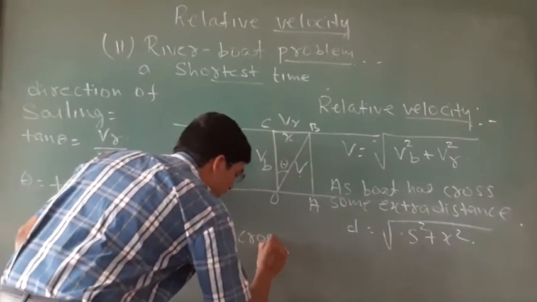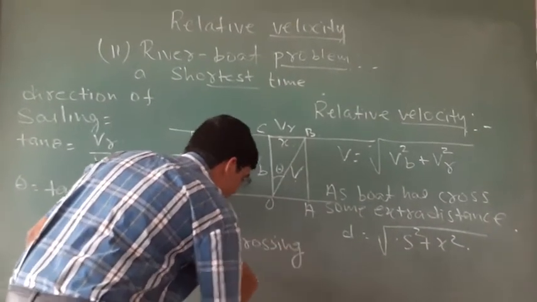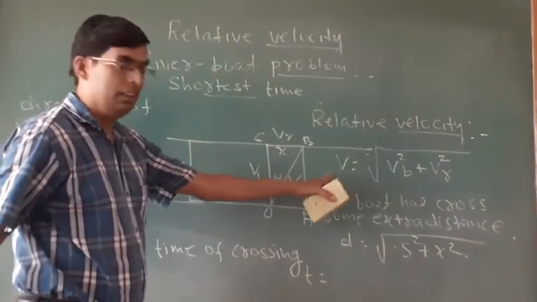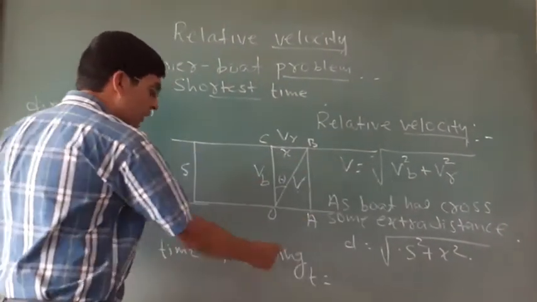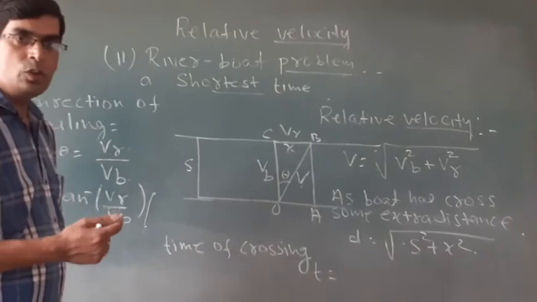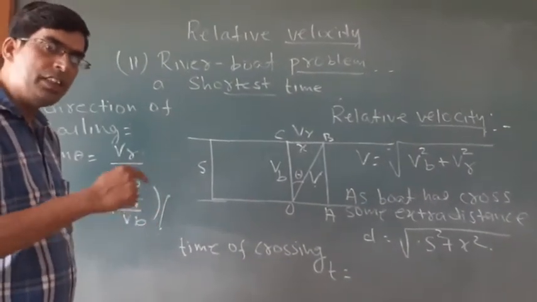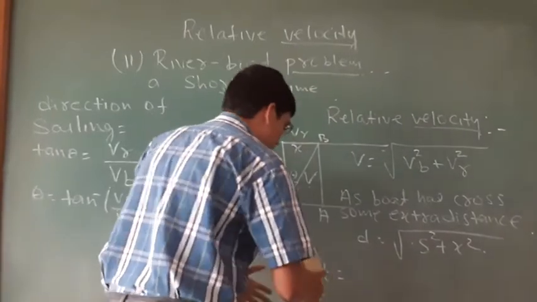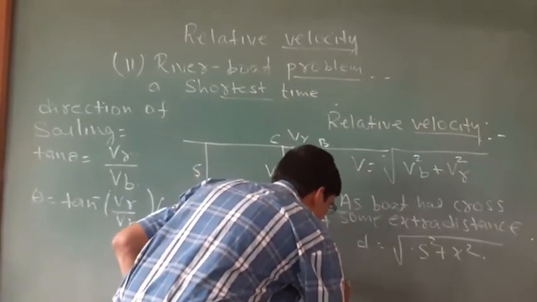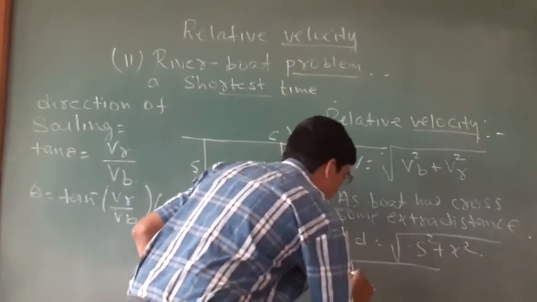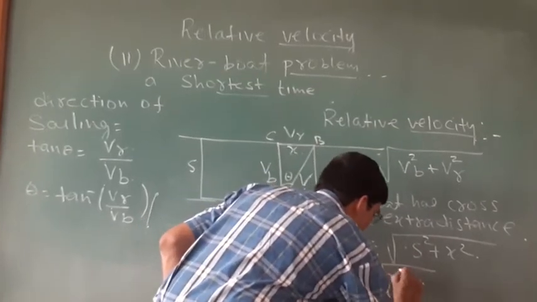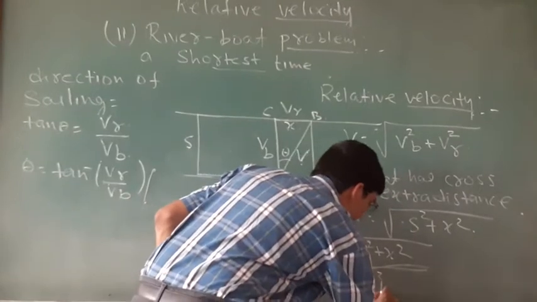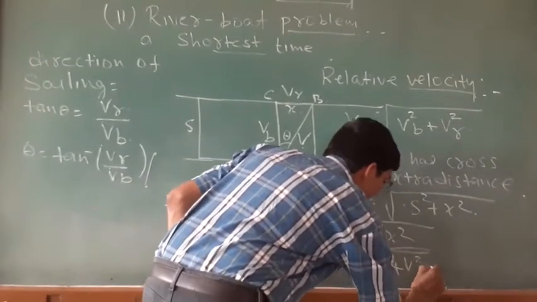So the time of crossing is again time equals distance by velocity. That we know from dynamics: distance equals speed into time, so time equals distance by velocity. So the time of crossing t will be the square root of s square plus x square divided by the square root of V square B plus V square R.